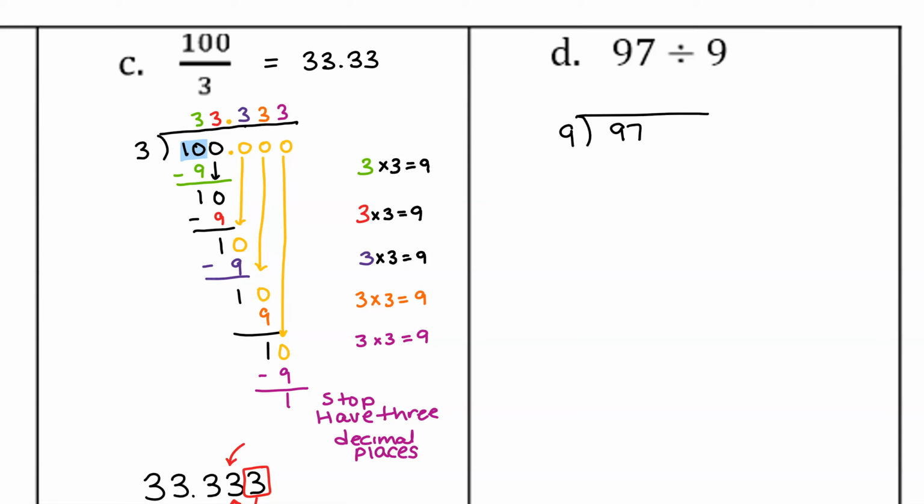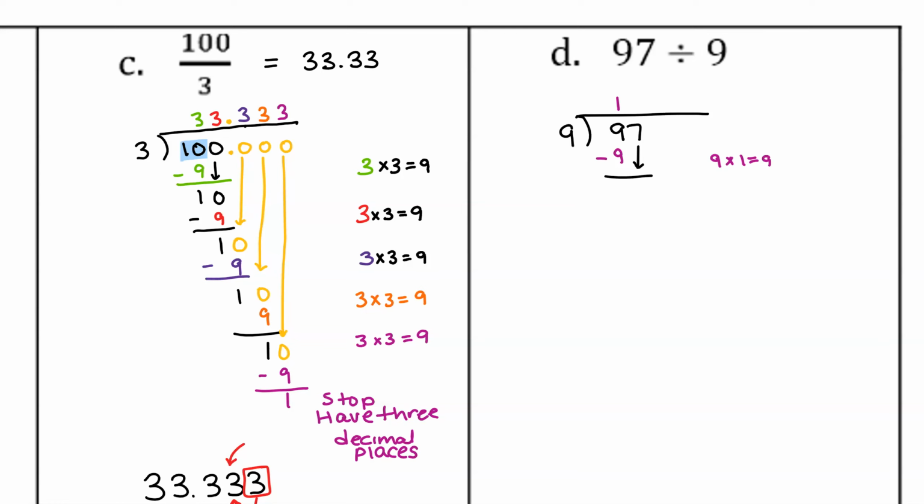So what do I times 9 by to get close to 9? I times it by 1. 9 times 1 makes 9. 1 up here, 9 down here, subtract. That leaves 0. I'm going to bring down the 7.